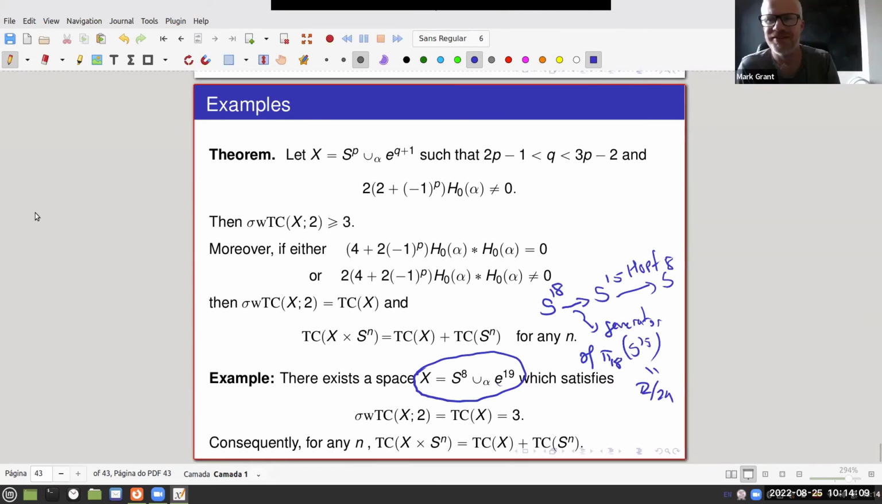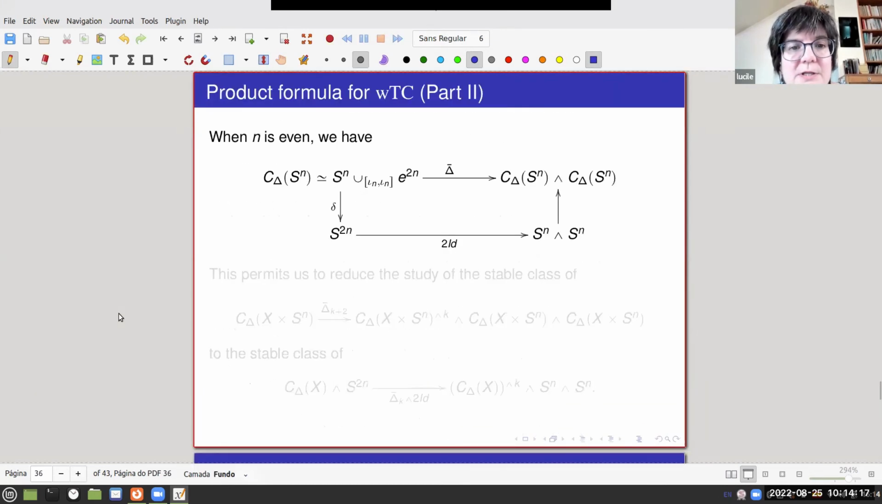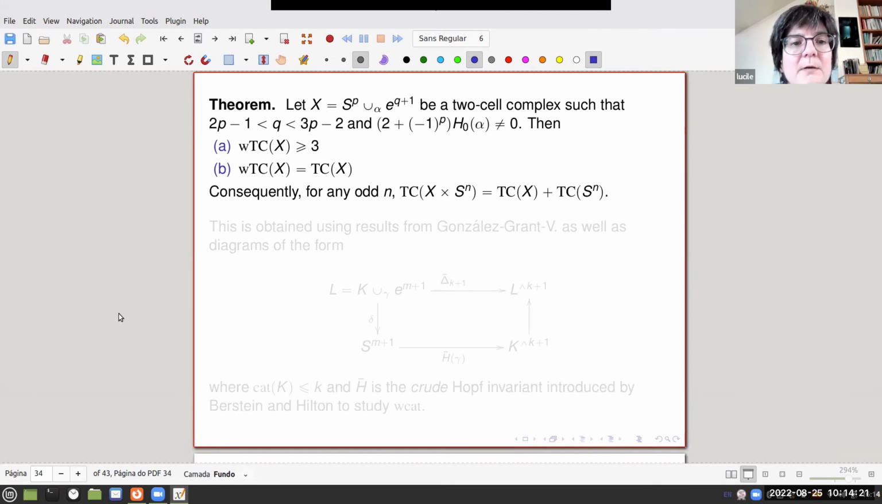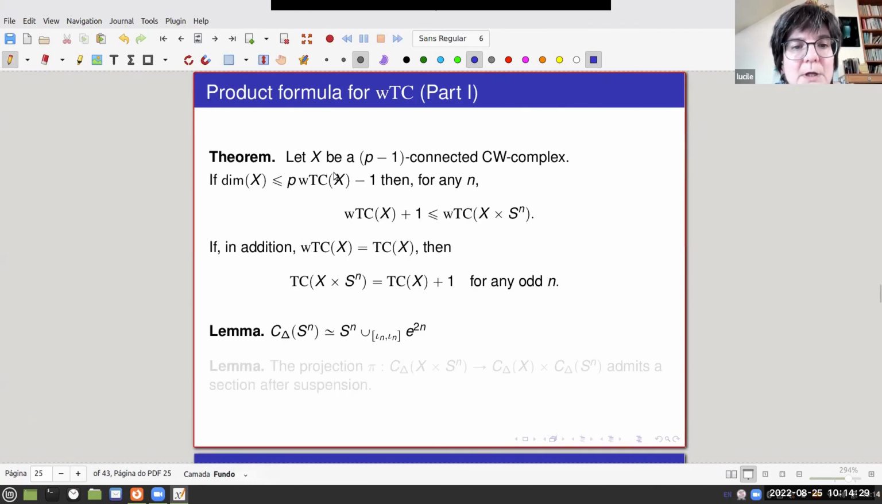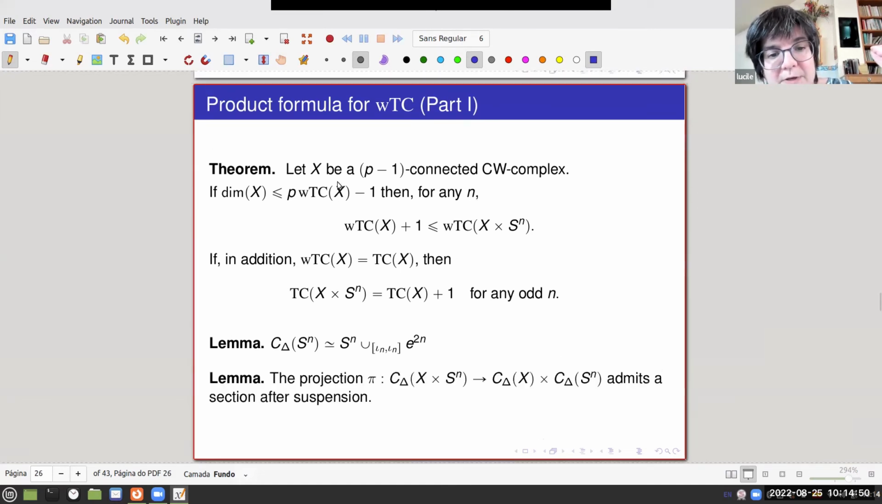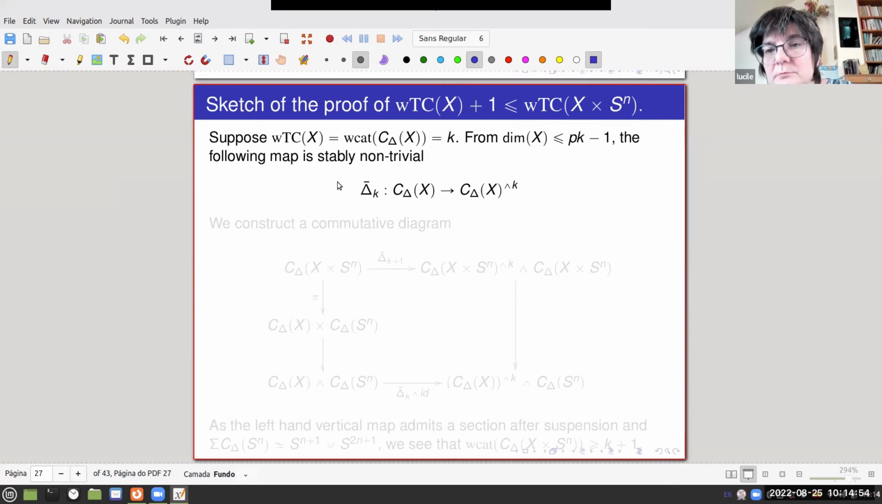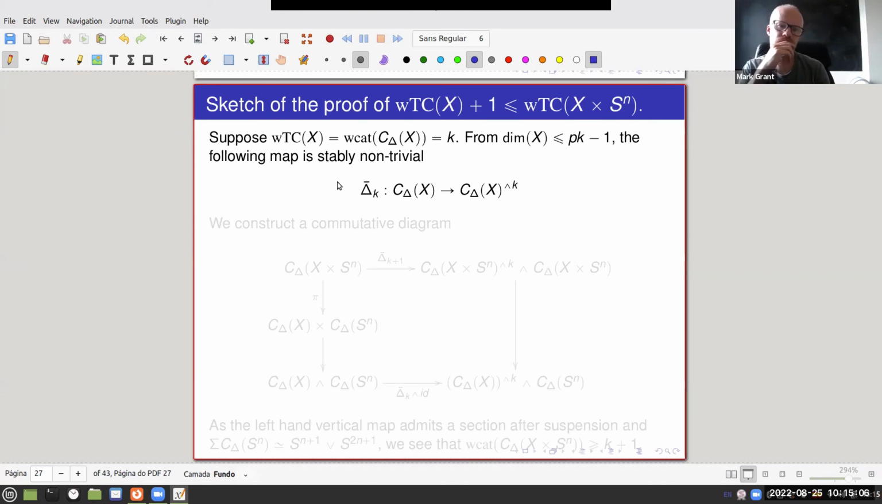Yes, because the condition here is given, as I showed in the proof, to guarantee that this map is stable. Okay, this map is stable. Okay, thank you.